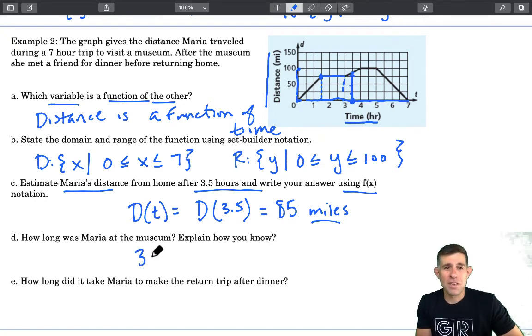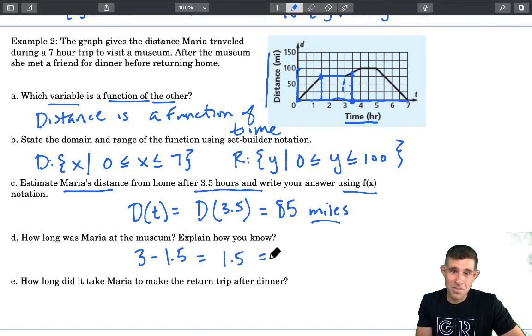Between the hours of 3. Let's try this again. We're going to subtract 3 minus 1.5, and that's going to give us 1.5. So she was at the museum for 1.5 hours. And again, what we're doing there is we're just counting this horizontal distance here between 1.5 hours and 3 hours.